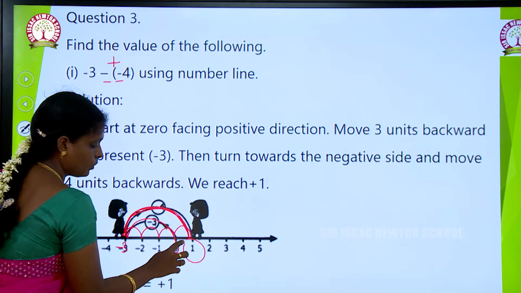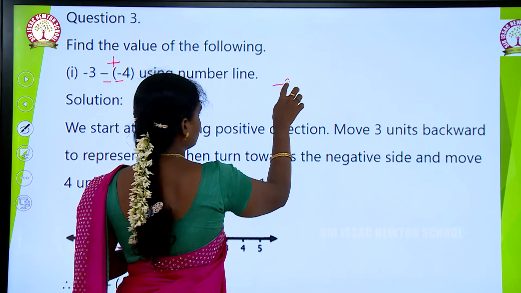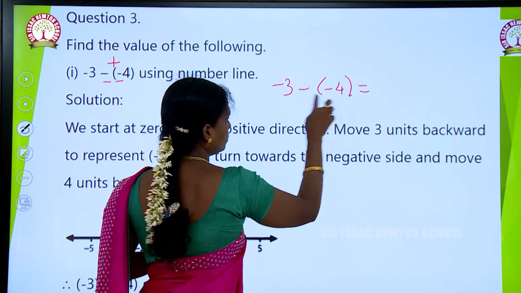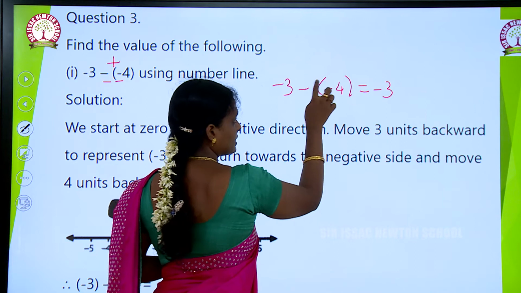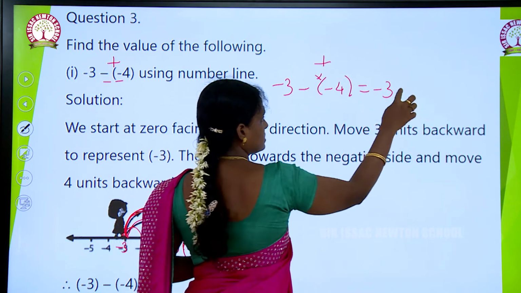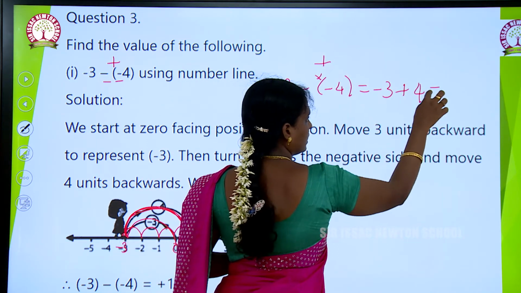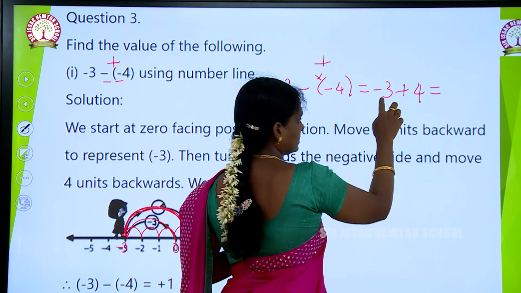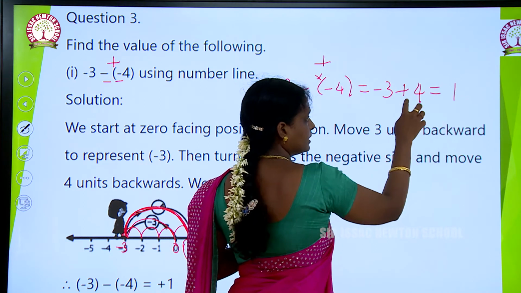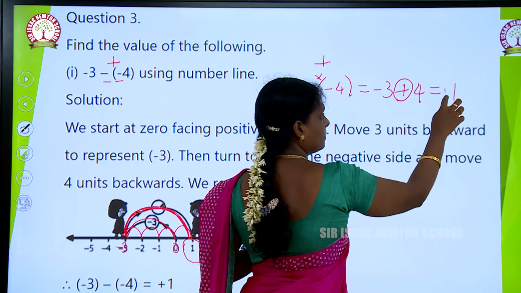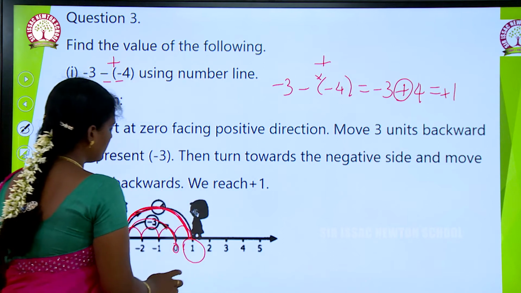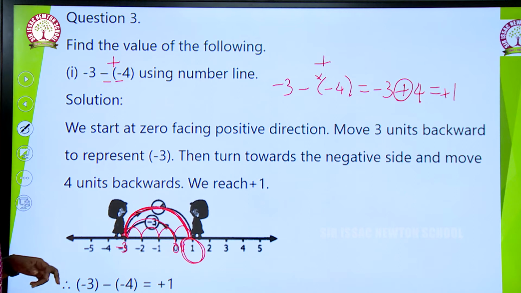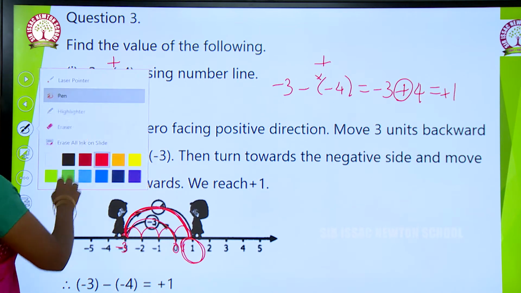You will reach 1. Already we have solved that minus 3 minus of minus 4 is equal to minus 3 plus 4, because minus into minus will become plus. If the signs are different, you have to subtract. If you subtract 3 from 4, you will get 1. The greater number's sign is plus, so plus 1. So on the number line also, you get the same answer, which is plus 1. Okay, next question.